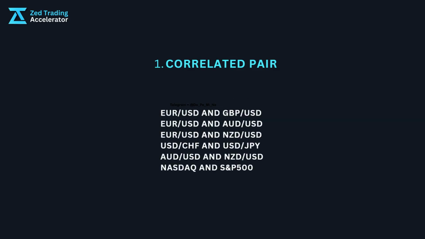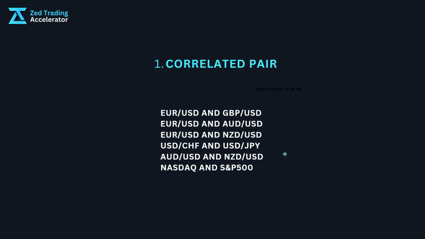Alright, here are some of the correlated pairs and assets. We have EURUSD and GBPUSD, meaning this pair right here, the EURUSD and the GBPUSD, moves almost identically with one another. If EURUSD is going down, GBPUSD is also going down. If EURUSD is taking out this swing low, GBPUSD should also be taking out this swing low. That is the same case with all of these pairs.